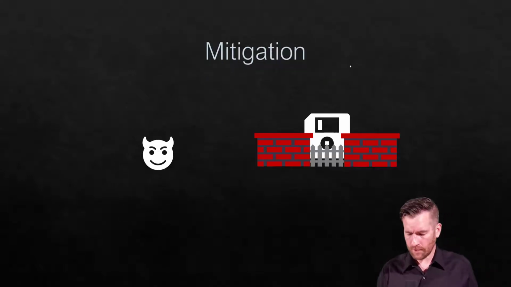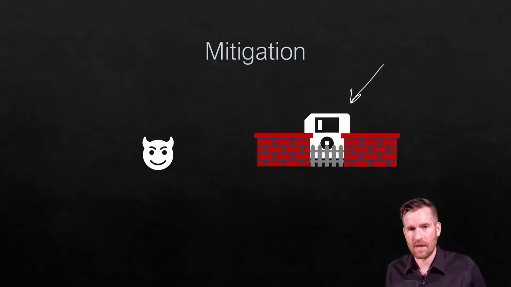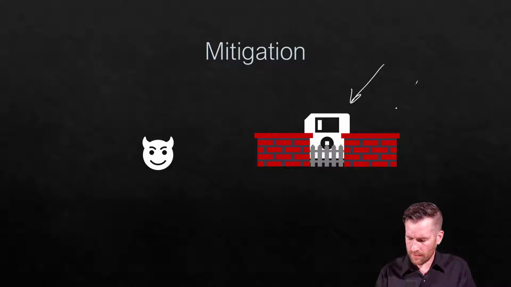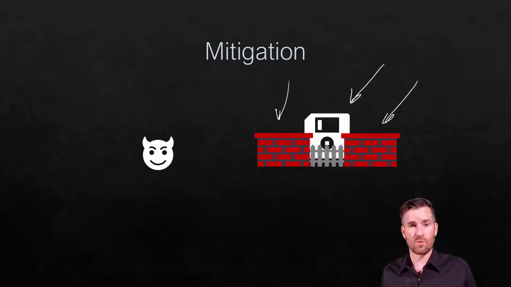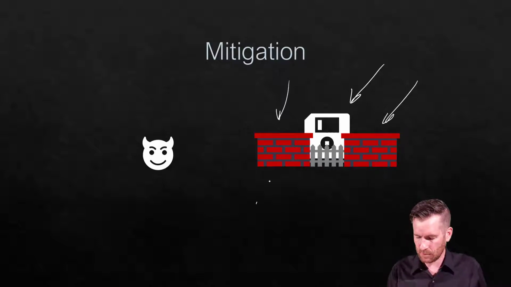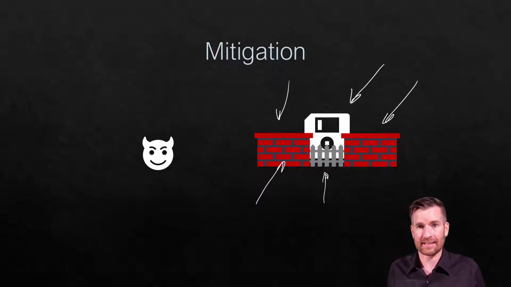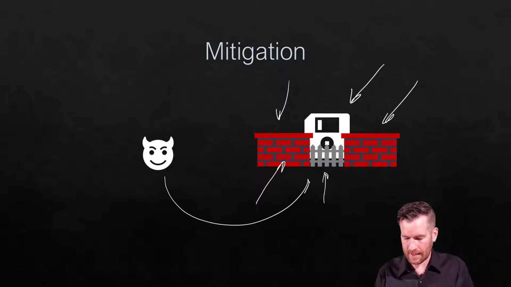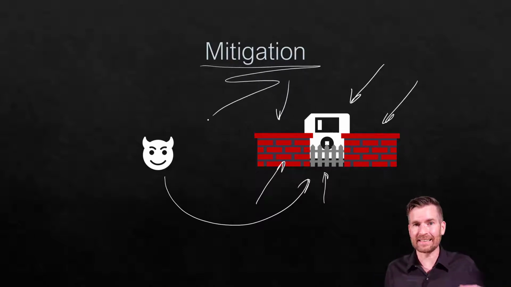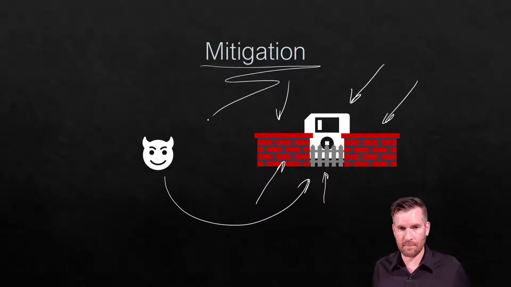We obviously want to protect our data. And so we're going to put things up to protect that data. In this example right here, we're putting a fence up with a gate on it to protect that data so that a hacker cannot get to it. So that's mitigation. Mitigation is to lessen the threat of something happening.